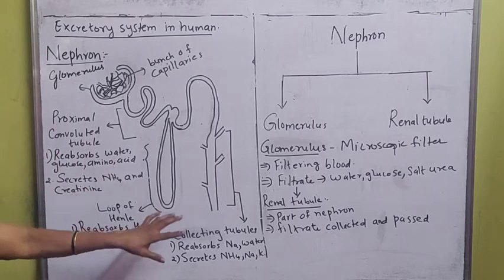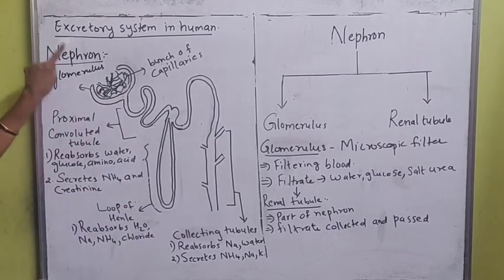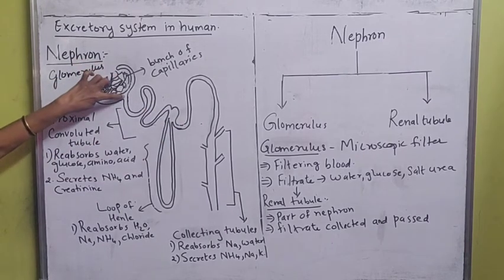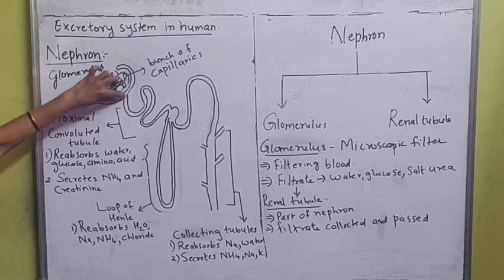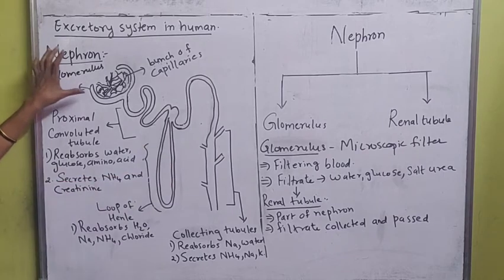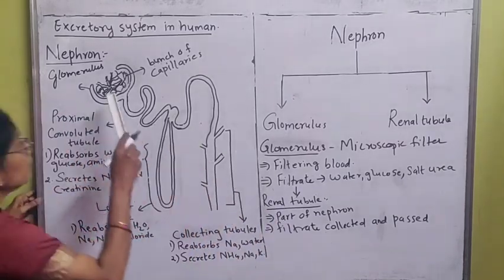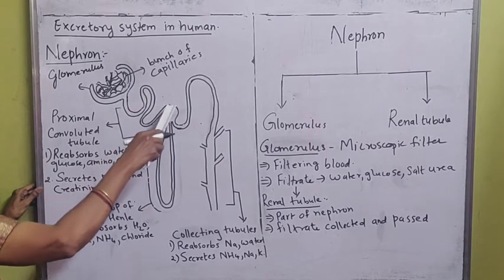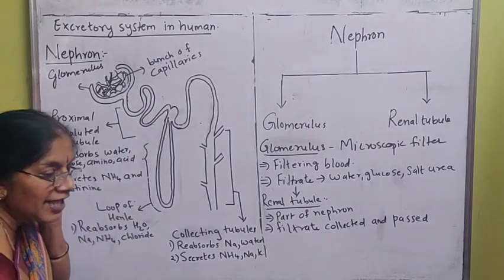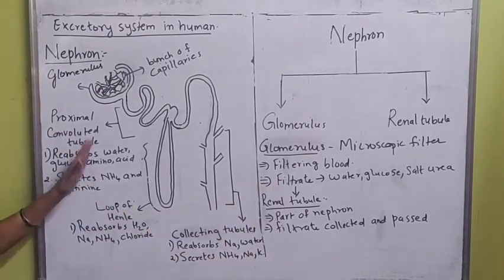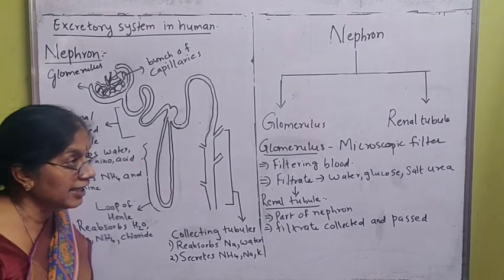Got it? So what is the renal tubule? It is a part of a nephron. So the nephron has the glomerulus and the renal tubule. The glomerulus ends in a cup shape, you can see this ends the glomerulus, and here the renal tubule starts. Whatever filtrate is collected in the glomerulus will pass to the renal tubule. So the renal tubule will help the glomerulus pass the filtrate.